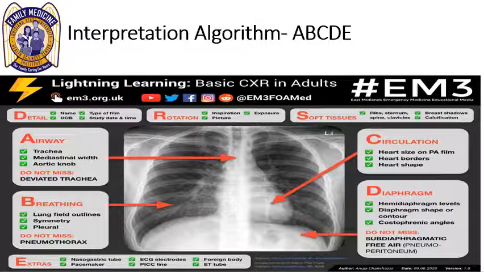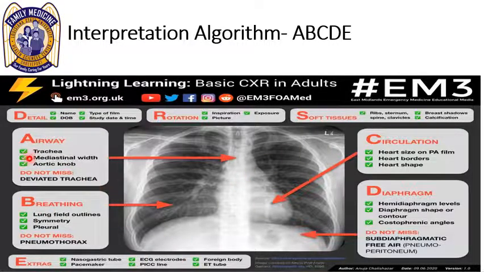So let's start with interpretation. There are several different methods you can use. We perform the ABCDE. There's also the inward-outward. So we're going to go through the ABCDE first, and then I'll show you another way you could do that as well. Speaking of the ABCDE, understanding what that mnemonic means is very important, obviously. Airway, breathing, circulation, diaphragm, and then any extras.